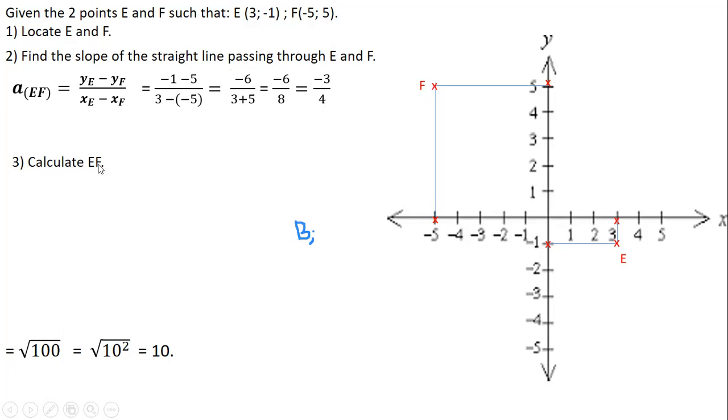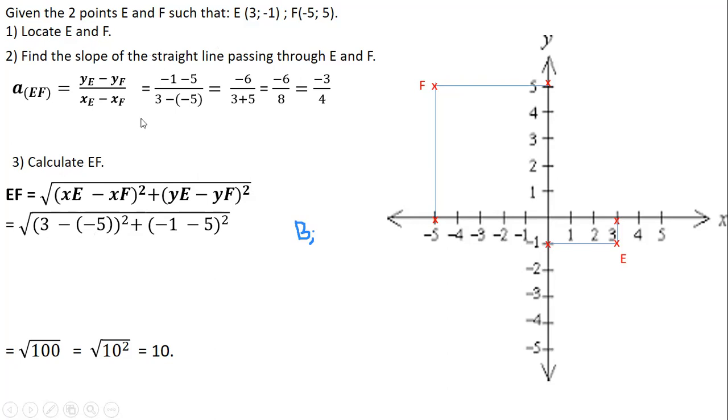Now we should calculate segment EF. Also here we have a rule. EF is equal to the big radical of (XE minus XF) all of it squared plus (YE minus YF) all of it squared. Now we replace the abscissa of E, XE, which is 3, so I replace it by 3, minus XF which is -5, so I replace it between parentheses because we have a negative and a negative after each other, all of it squared, plus YE which is -1, I replace it, minus YF which is 5, all of it squared.